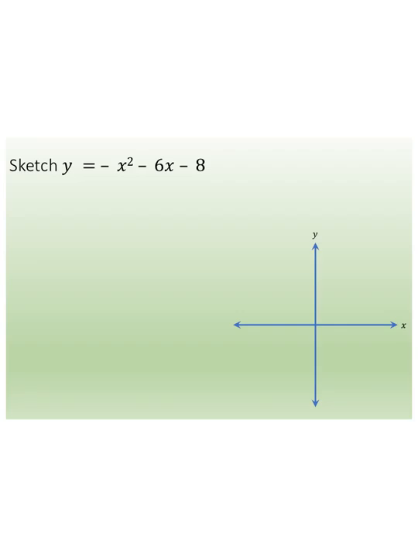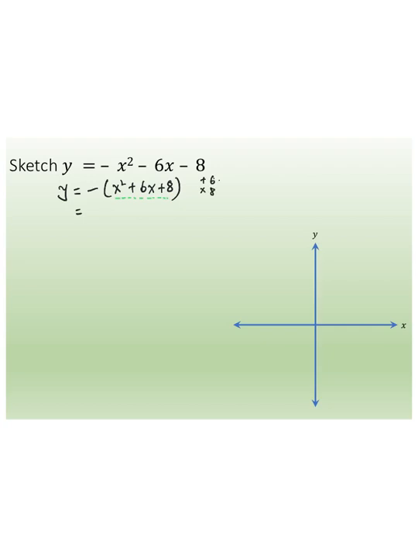Here, I've asked you to sketch y equals minus x squared minus 6x minus 8. Before we do anything, let's see if we can actually factorize it. Factorizing, first I'll take out the highest common factor, which is minus. Therefore, I've got x squared plus 6x plus 8. Now, you know that we can factorize this term. We need two numbers which multiply to 8 and add up to 6.